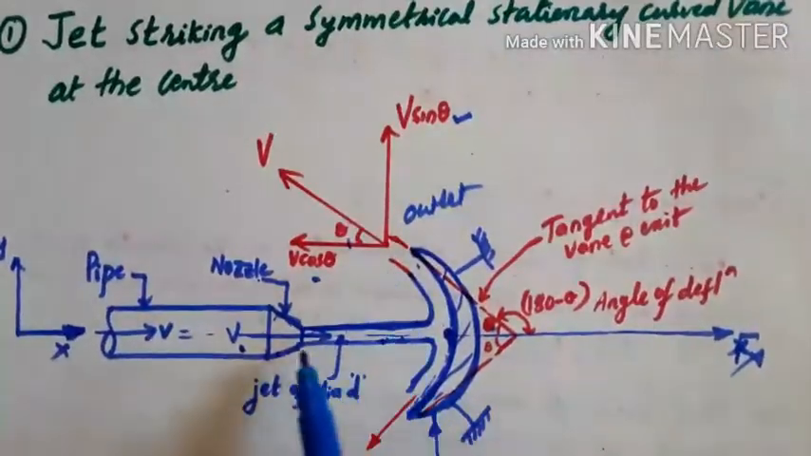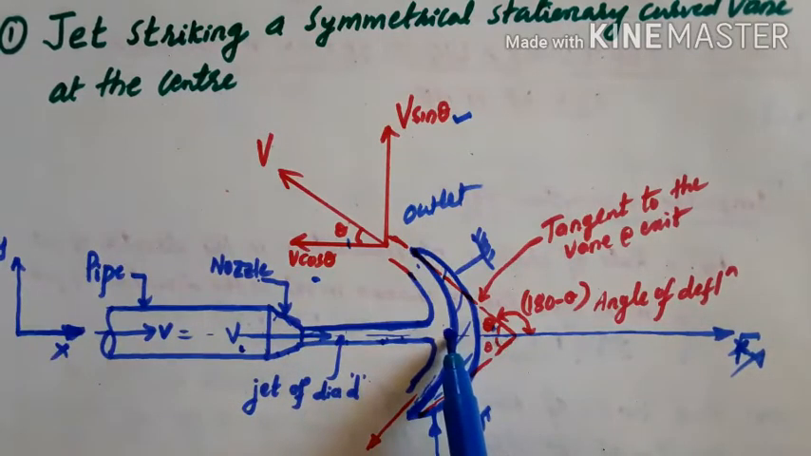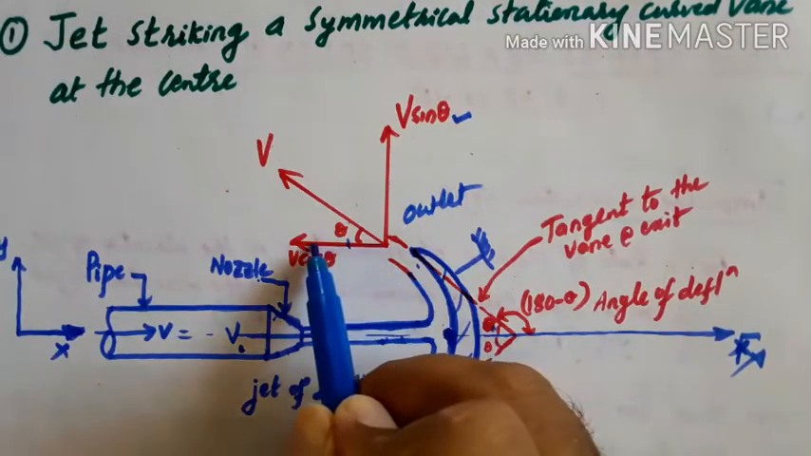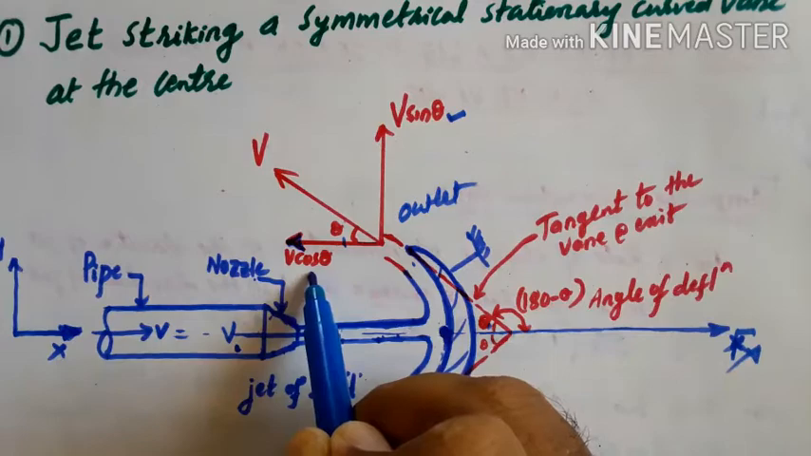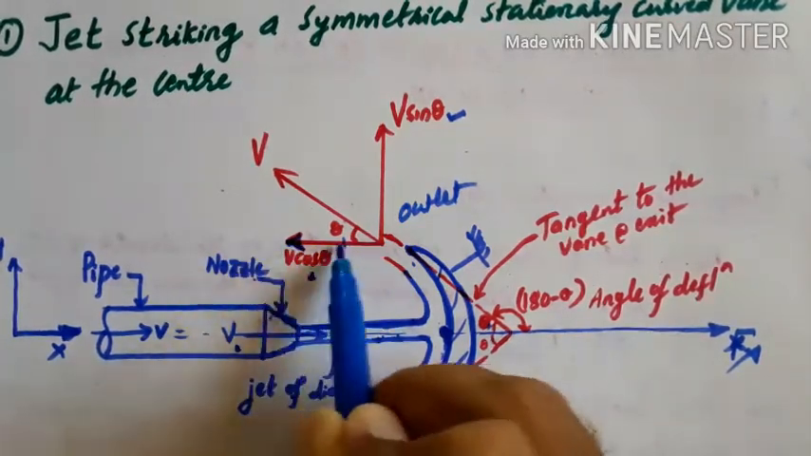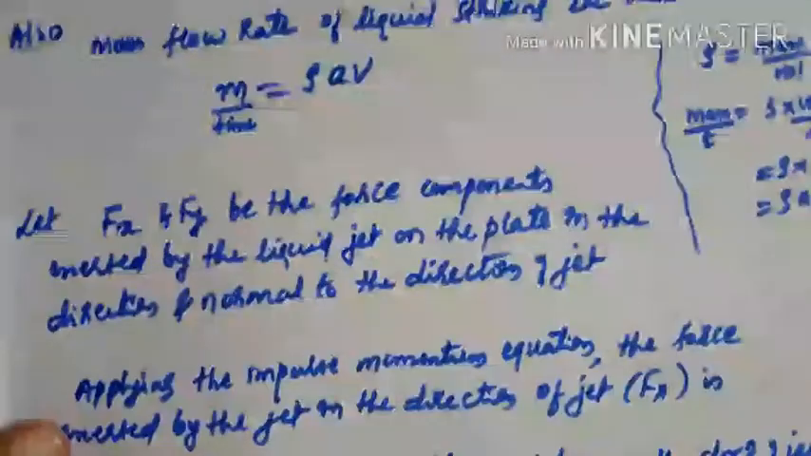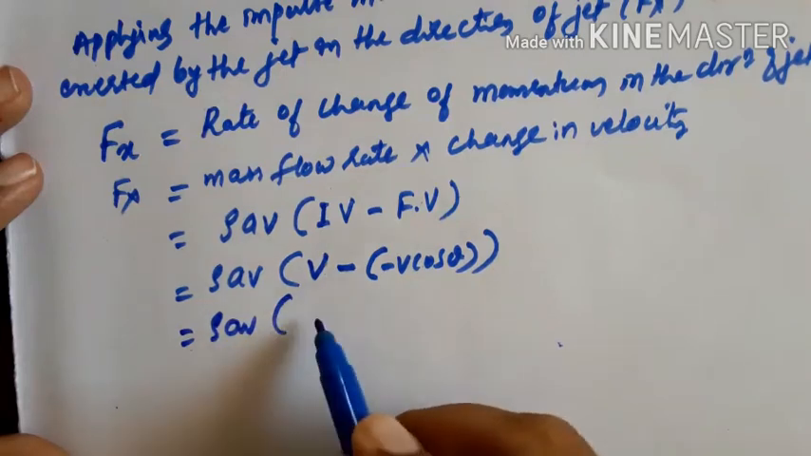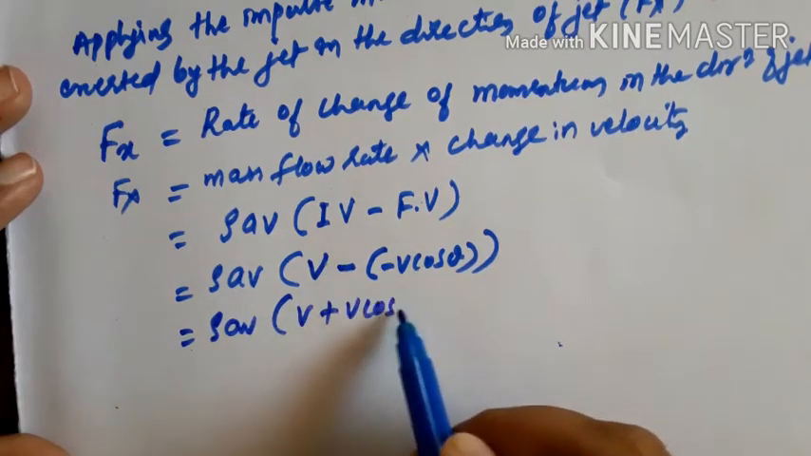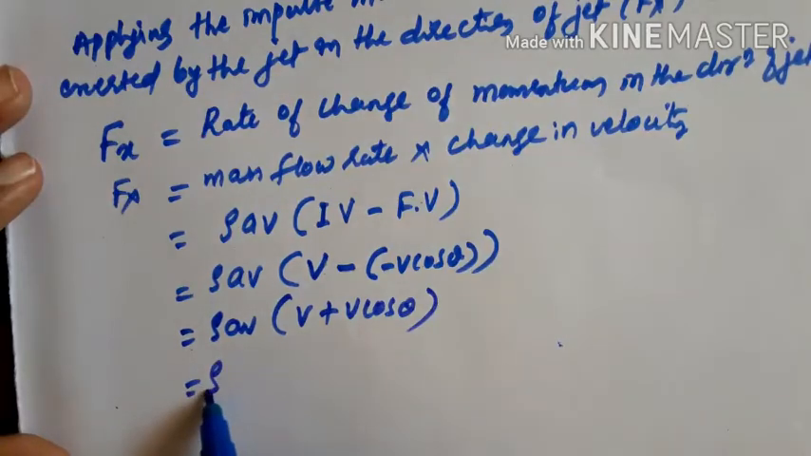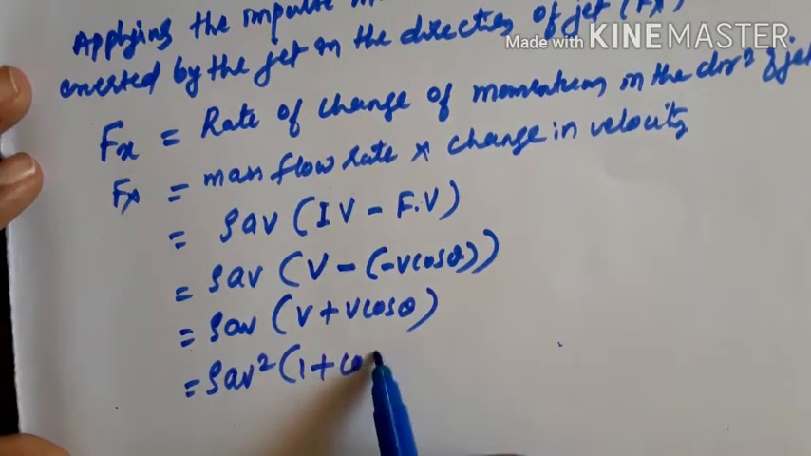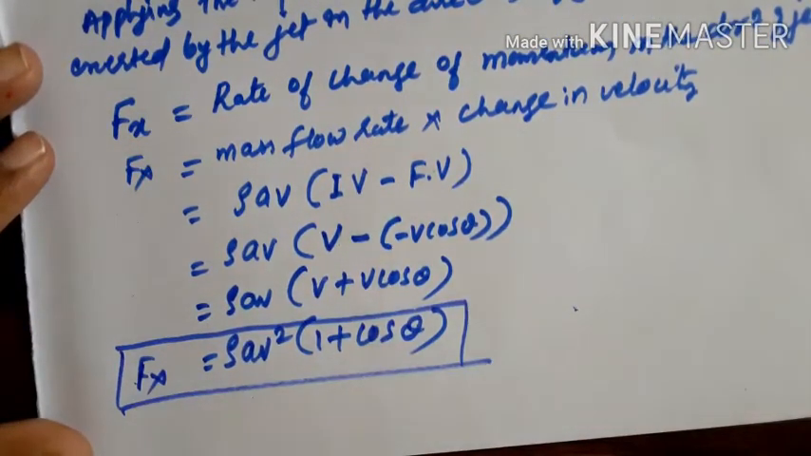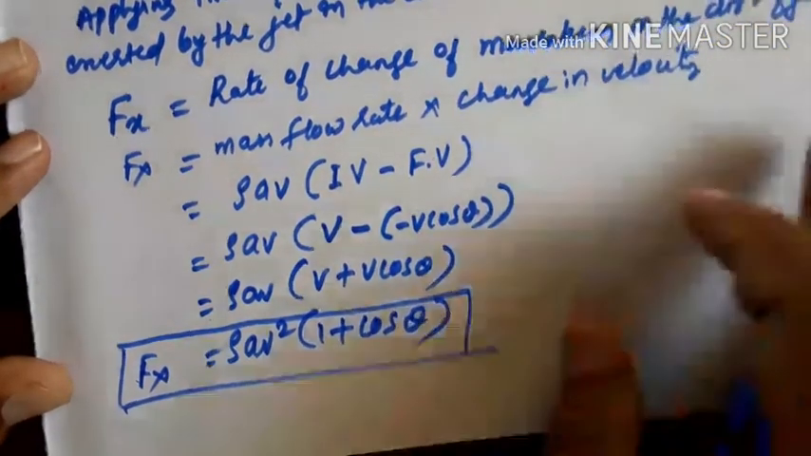Look here in this figure: it is striking with a velocity v, that is the initial velocity, and it leaves with velocity v making an angle theta, but we want the x direction. The x component is v cos theta, but acting in the opposite direction, that is minus v cos theta. I hope you understood this. Then finally we get rho a v into v plus v cos theta, that is rho a v square into 1 plus cos theta. This is Fx, the force in the x direction. This is the equation.